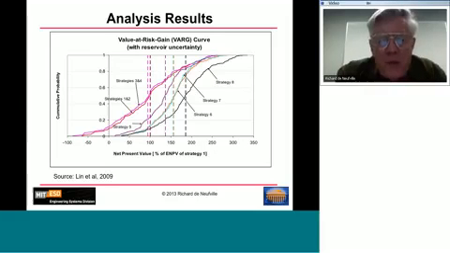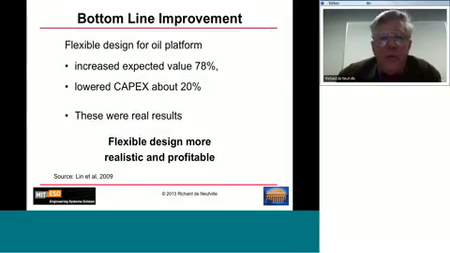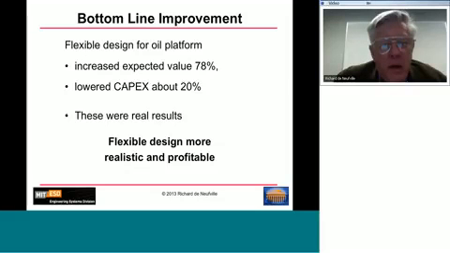But what I'm suggesting here is the kind of thing we observe very often, is that we redistribute the possibilities, cutting the downside, that is the left-hand side of the curve that was in the red for the original designs, adding on the upside, increasing the black side, the positive side of the ledger, and having a much greater overall capacity at the end. So the bottom line improvement is that the expected value increases about 78%, and lowered the initial capital expenditure about 20%, and as near as we can determine, these were the real results. So the flexible design is more realistic in terms of dealing with the situations that it might actually be, and profitable.